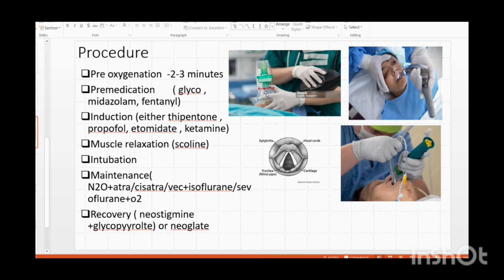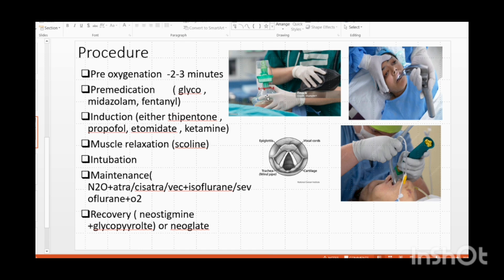You can see in this picture, he is holding the mask in the C and E technique, doing mask ventilation. He is giving pre-oxygenation for 2 to 3 minutes. 100% oxygen should be given in the pre-oxygenation period. What is the use of this? This will reserve the oxygen concentration in the lungs, and it will eliminate the nitrogen from the body. Denitrogenation is there, and oxygen reservation is there. For that reason, the anesthesiologist will pre-oxygenate the patient for 2 to 3 minutes with 100% oxygen.